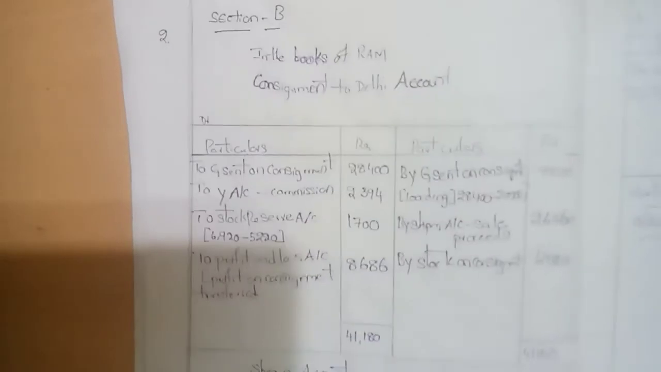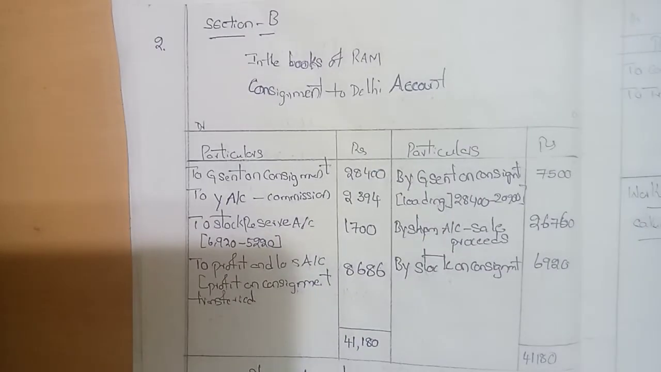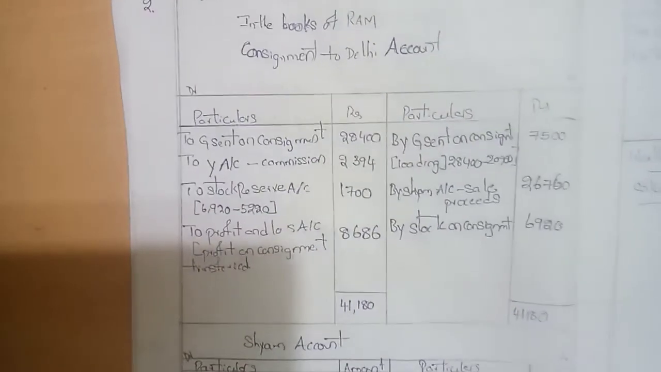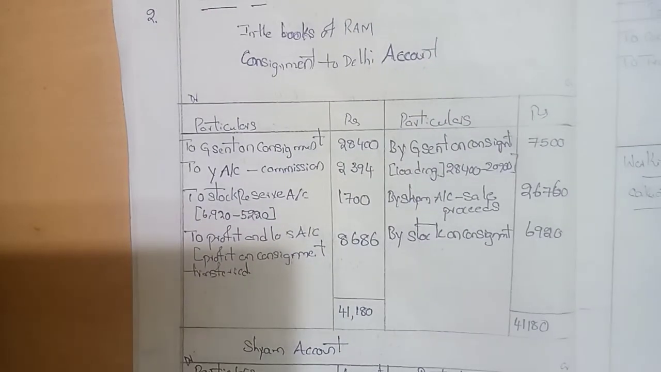That's why we calculated here. First of all, we write the goods sent on consignment. So write down here: that is the goods sent on consignment. Just copy it, no need to worry about that.